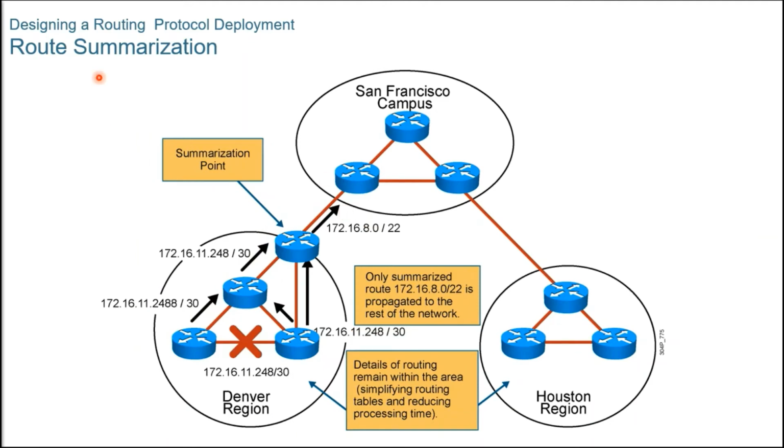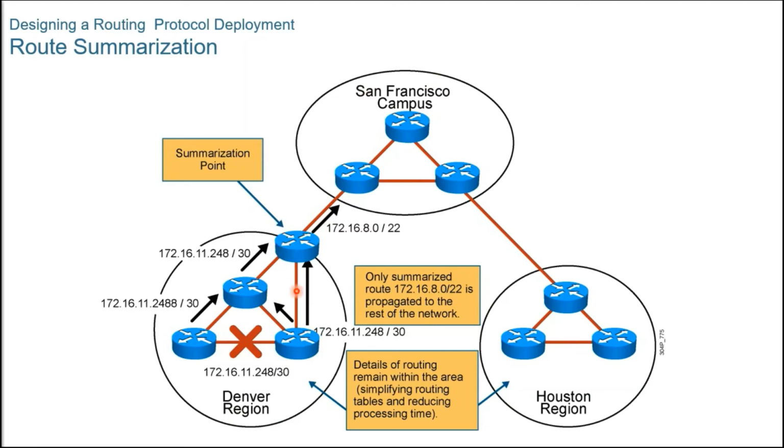For route summarization, for example, from our given topology here, you've got the San Francisco campus, the Denver region, and the Houston region. Route summarization should be on a router or the edge router connected to other networks. In this case, this router here connects the Denver region to the San Francisco campus. So therefore, this is where we perform route summarization.